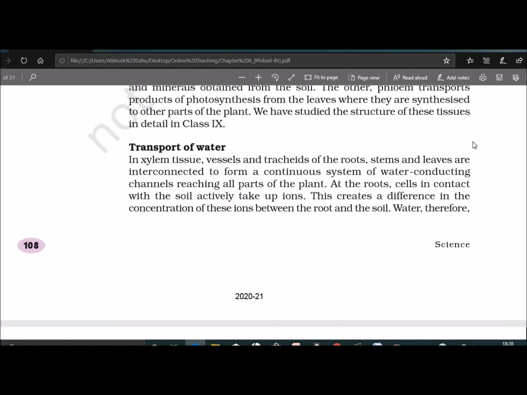Plants have two different independent transport pathways. One is xylem, which moves water and minerals from the soil to the aerial parts, and the other is phloem, which carries food and hormones from the region of availability to the areas of utilization.